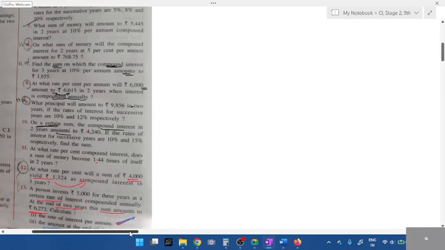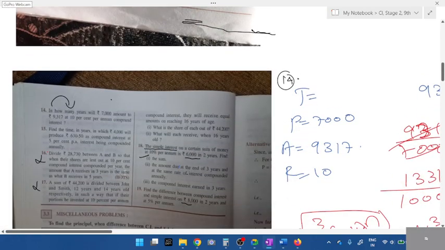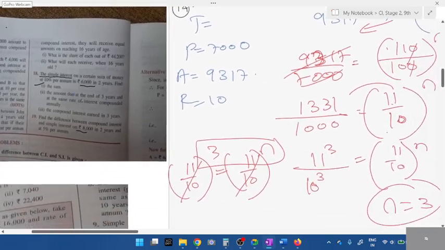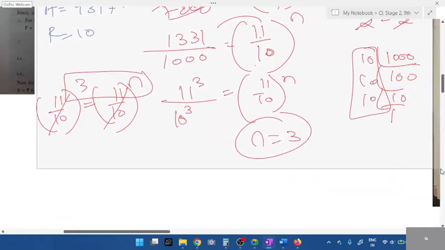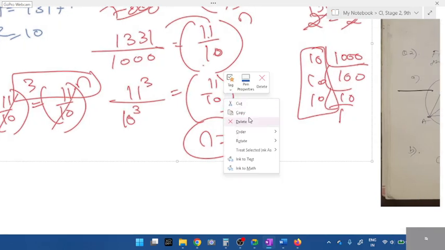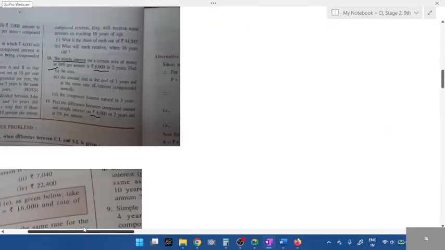So that's the reason in the beginning they had given 3 years. Now we need to find, you'll know how to find rate now, right? Okay, now time period question. Concentrate, this is also important.